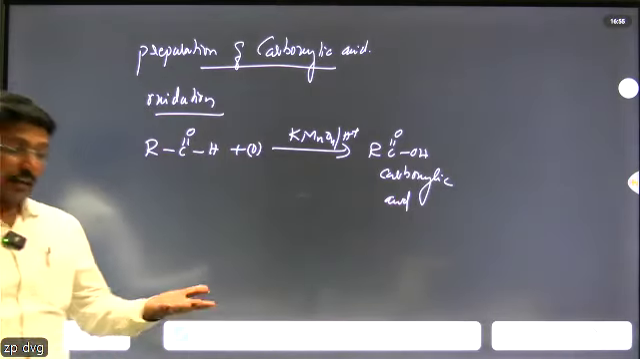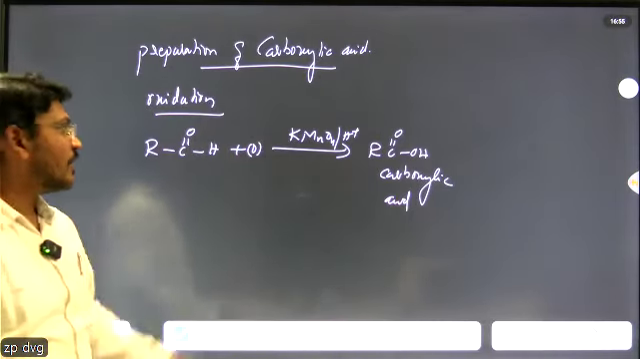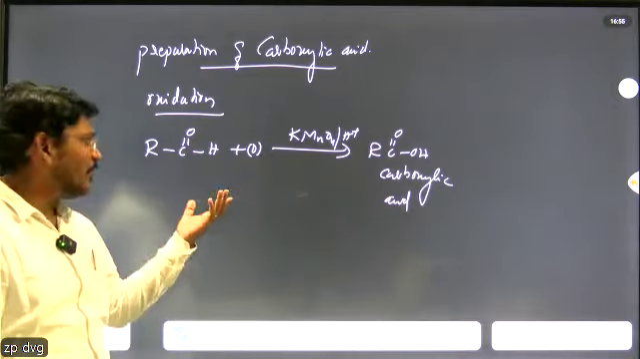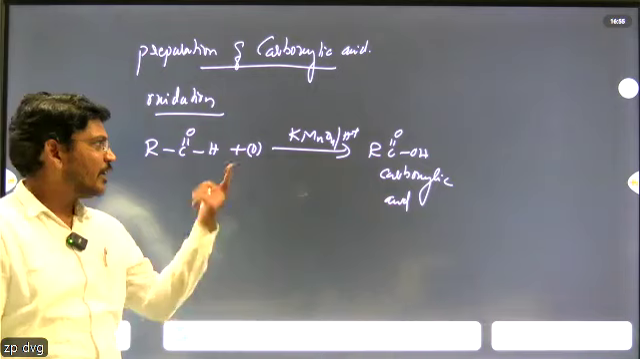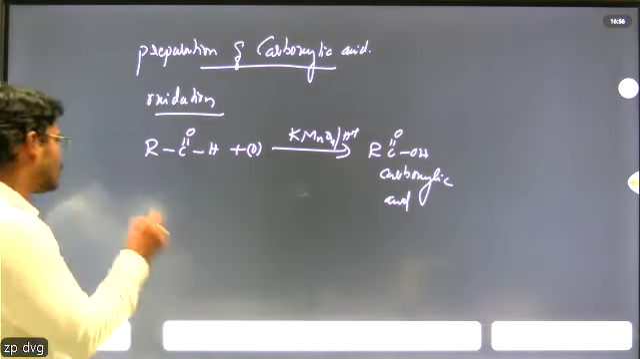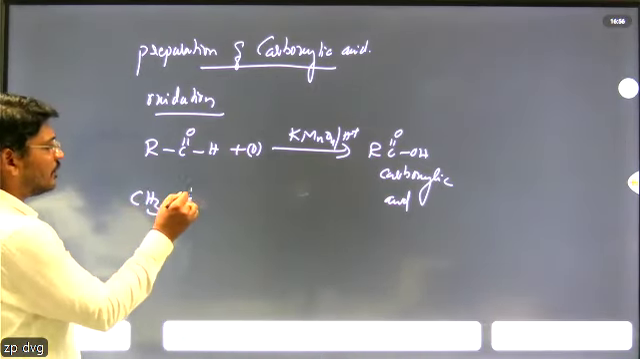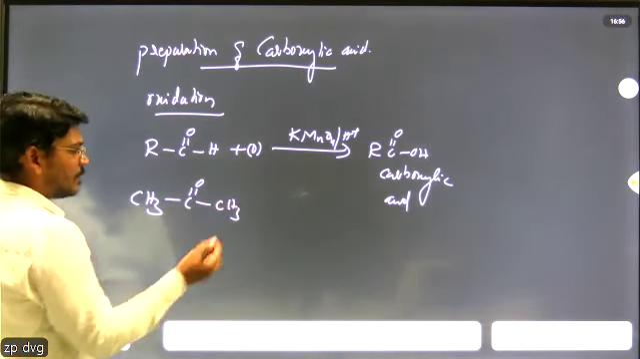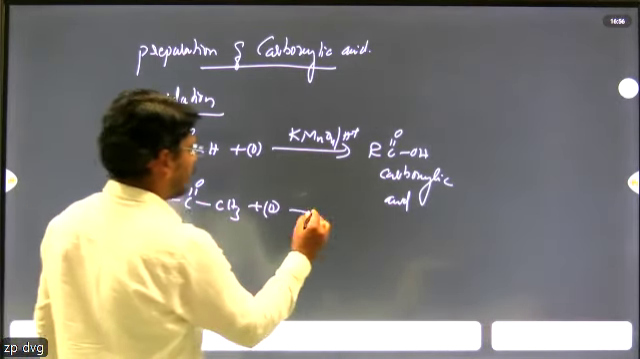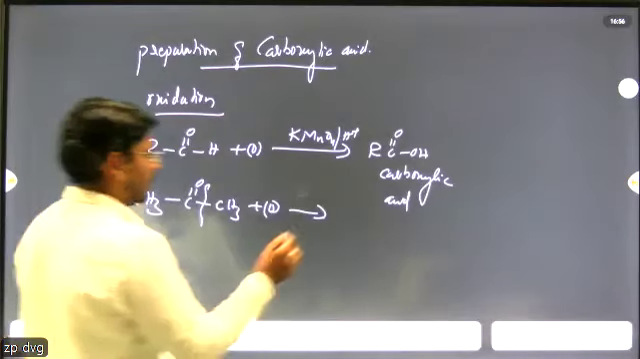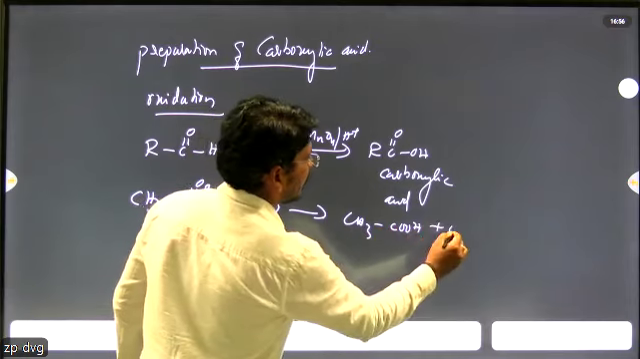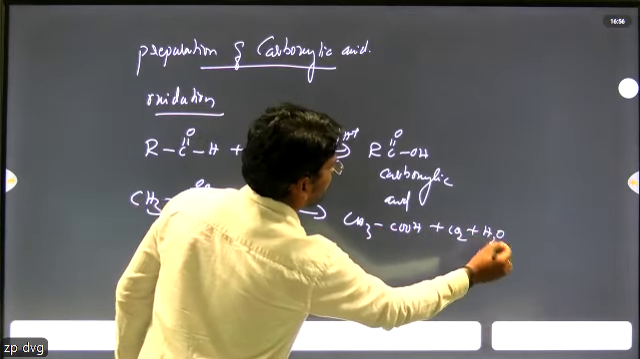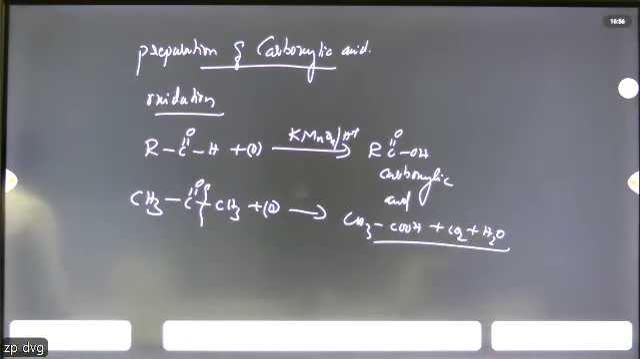Aldehydes compulsorily undergo oxidation to give carboxylic acid. In the same way, by applying Popoff's rule, ketones undergoing oxidation can definitely produce carboxylic acid. I think there is no need to explain once again how the reaction takes place. So finally CH3COOH and carbon dioxide are formed. So this is one method of preparation of carboxylic acid.